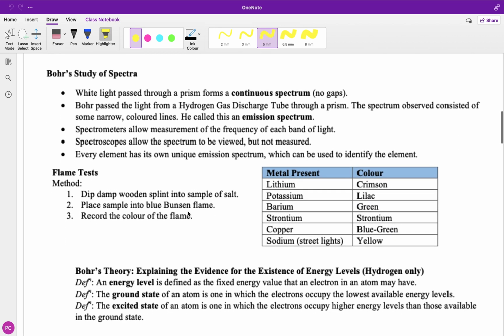Okay, so this guy again, Niels Bohr, what he was doing, he was passing light. You know where if you pass light through water, it turns into a rainbow. It's that kind of thing, right? So he passed white light through a prism. We did this in junior cert physics, and what you got was a continuous spectrum, like you see in a rainbow, all the different colours. But Bohr then passed light from a hydrogen gas discharge tube through a prism, and you got a different one, an emission spectrum. So you have two. You have a continuous spectrum, basically there's no gaps in it, and an emission spectrum.